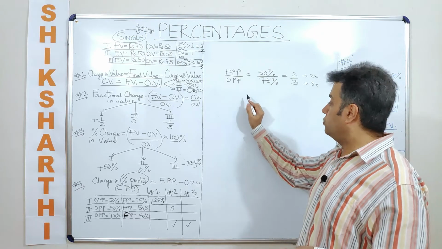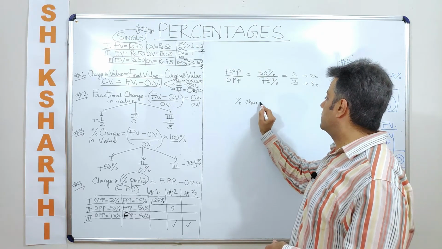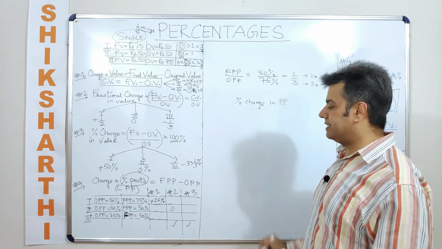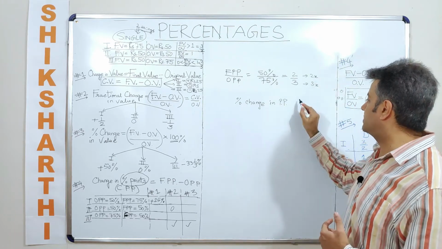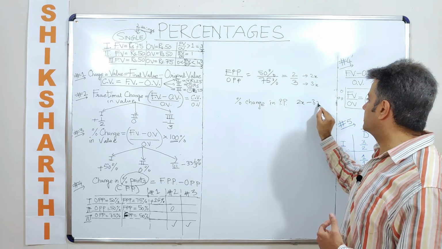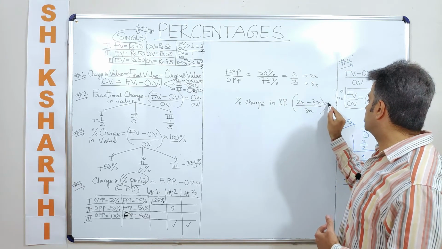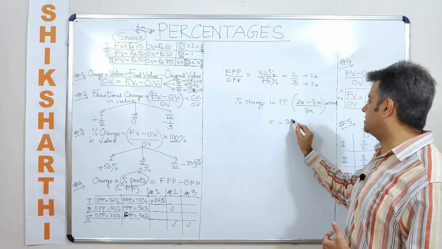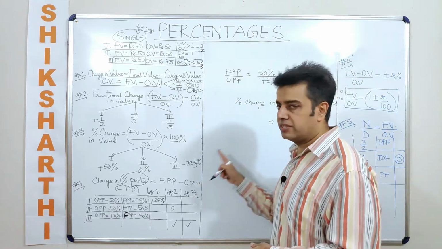So the percentage change in this case will be how much? You will say final value, which is 2x minus 3x, upon original value 3x into 100%. When you do this, you get the answer as minus 33 1 by 3%. So please relate. Here also you got the same answer.